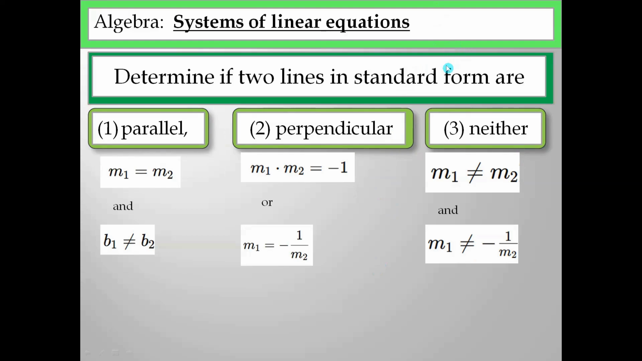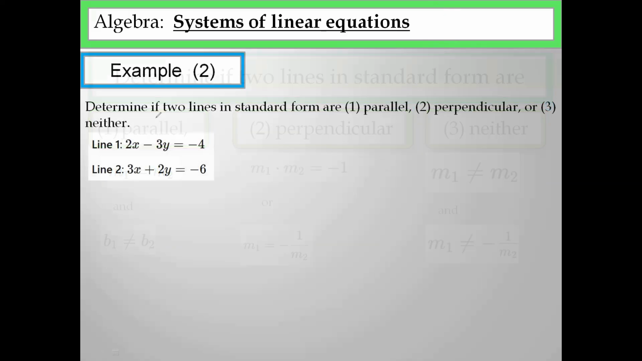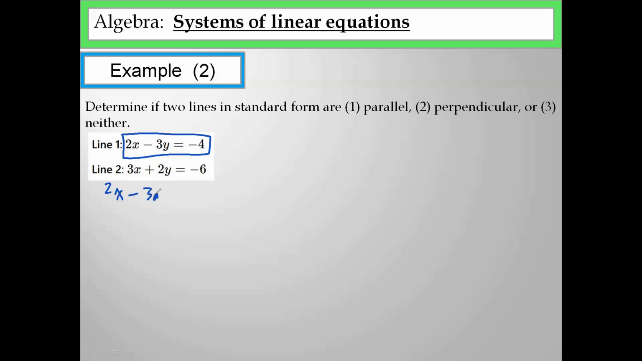Let's check out some more examples of determining if two lines in standard form are parallel, perpendicular, or neither. Example 2. Take the first equation, 2x minus 3y equals negative 4, and solve for y.